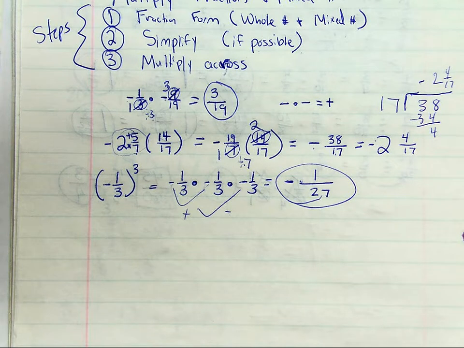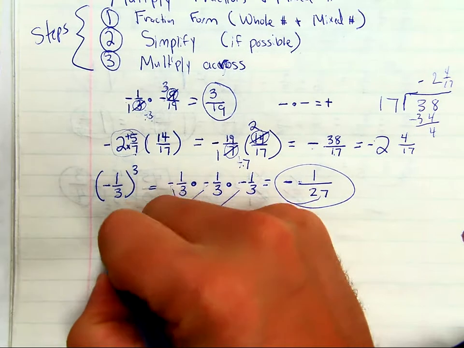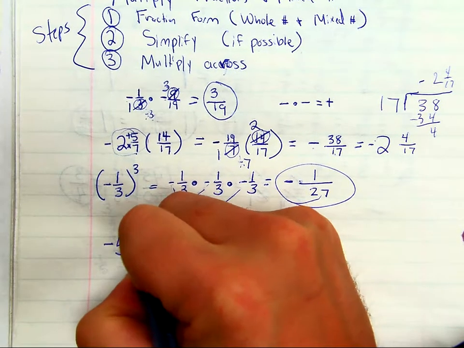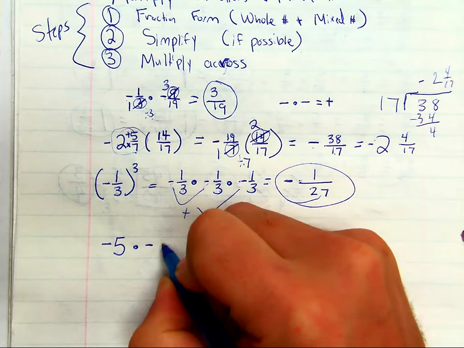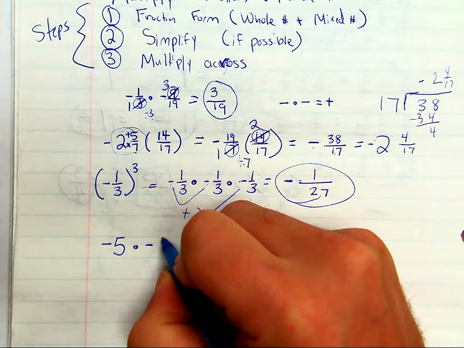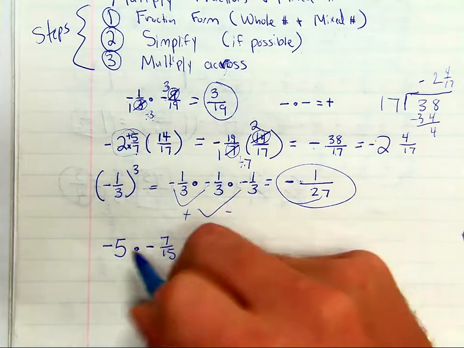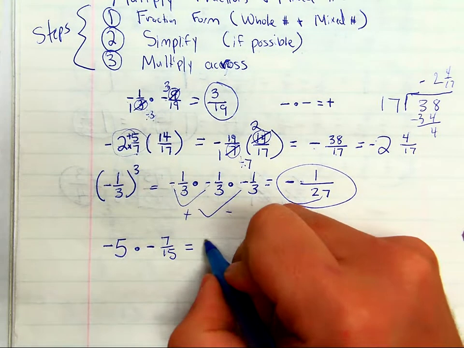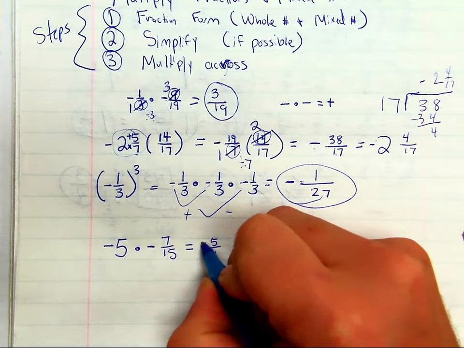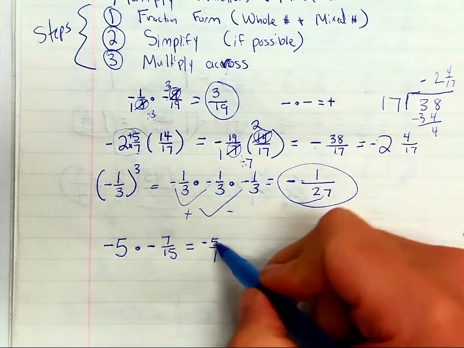Alright, if I had a whole number, let's do one like that. Let's say negative 5 times a negative 7/15. 5, make a whole number into a fraction. Just like Beyonce said, you put a 1 under it. Right, instead of putting a ring on it, we put a 1 under it.